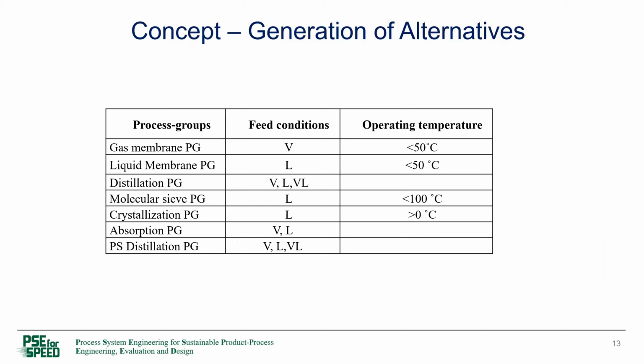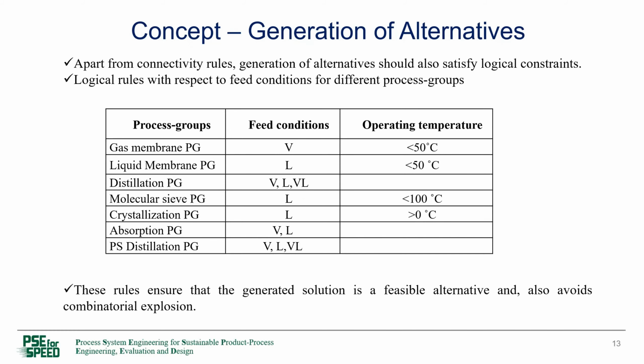Also, we can put some advanced information about the groups. Some of them, like the gas membrane process group, handle a feed which is vapor. Liquid membrane handles a feed which is liquid. Distillation can handle vapor-liquid, molecular sieve liquid, and so on. So this kind of information we can already put into the system, so the system can choose, for example, which of those streams will be connected to a process group.